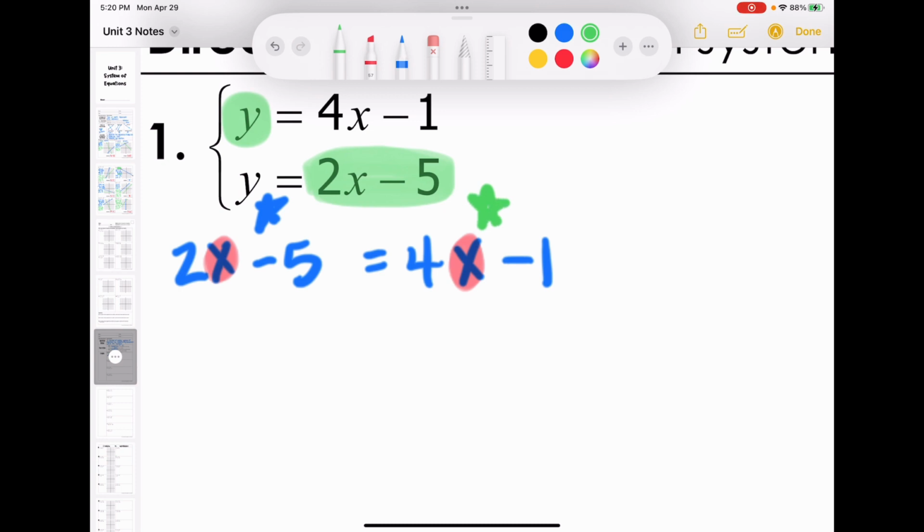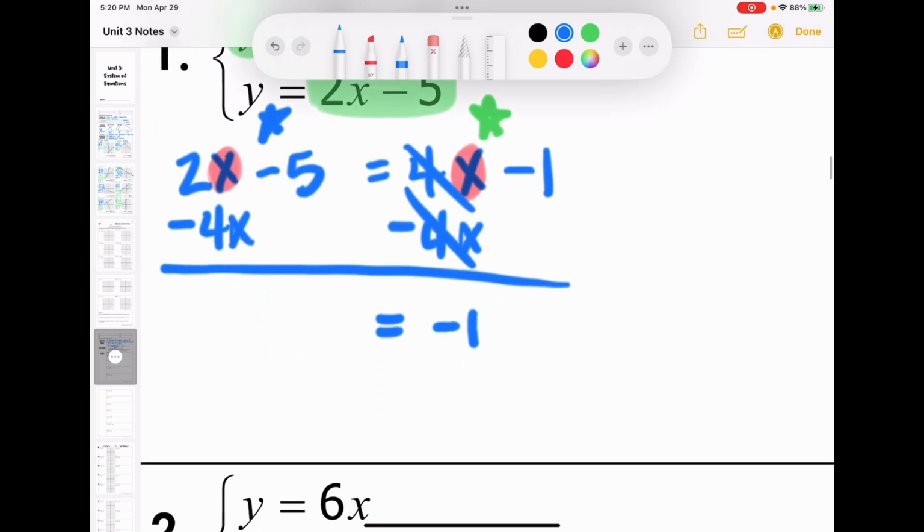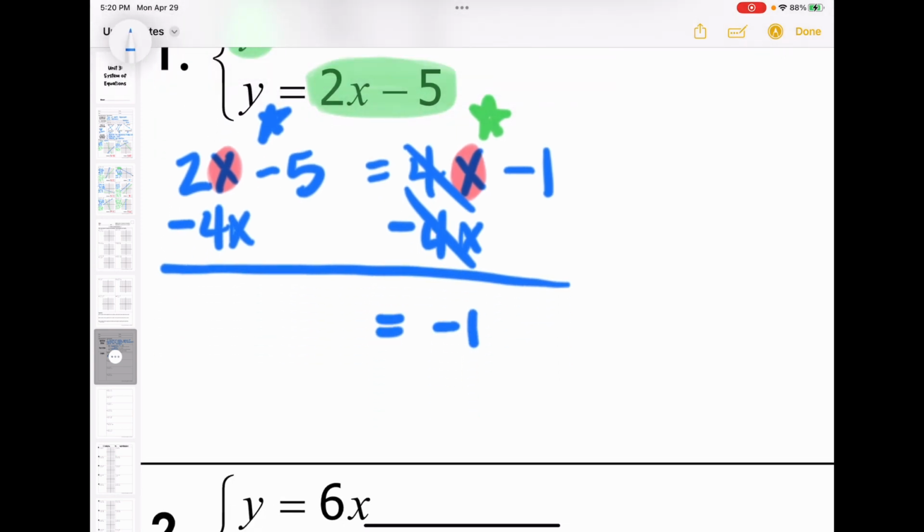So we're going to move our x's first. This 4x right here has to move to the other side. In order to do that, it's positive, so I do the opposite. I'm going to subtract 4x from both sides. So these 4x's cancel, and I'm just left with negative 1. And then I subtract 2x minus 4x, which will give me negative 2x. And then I bring down the minus 5.